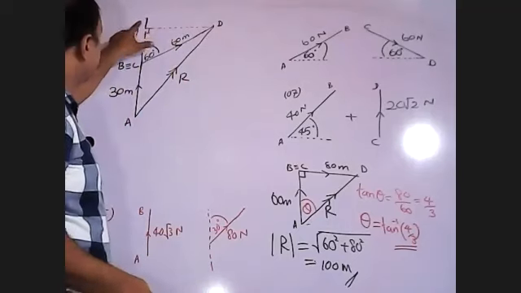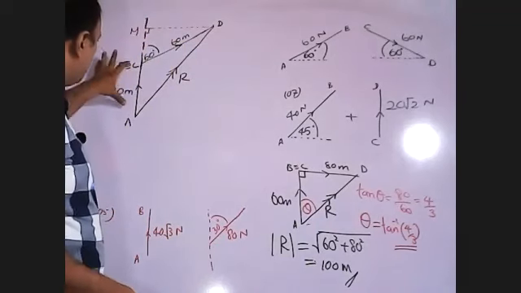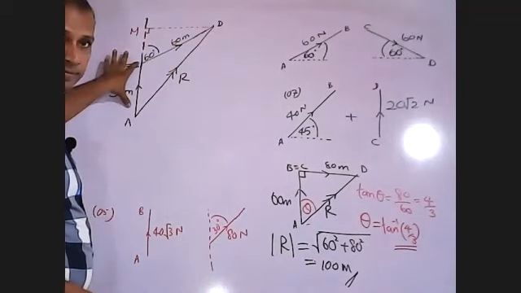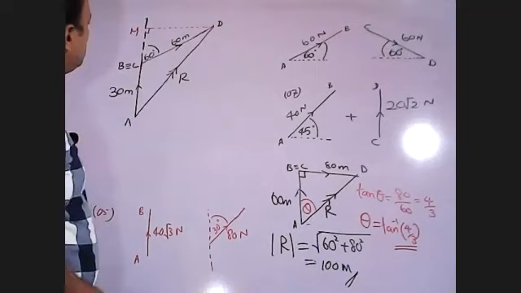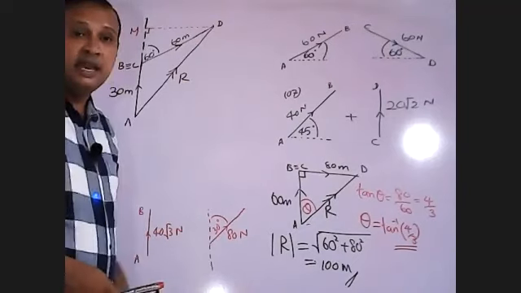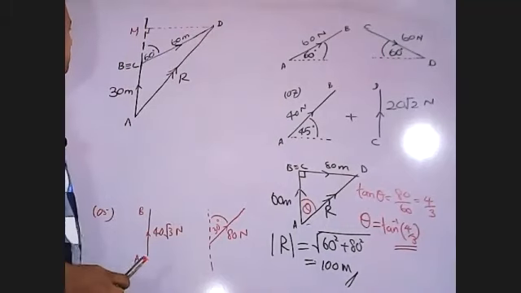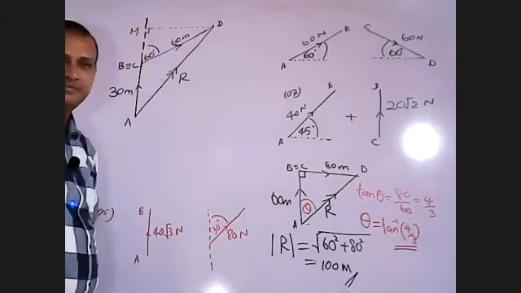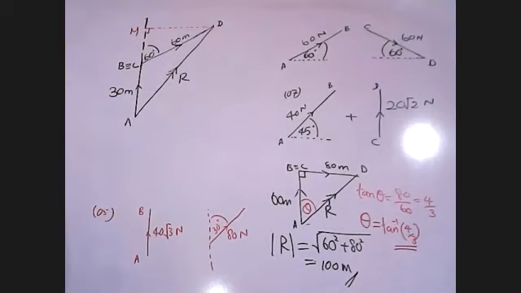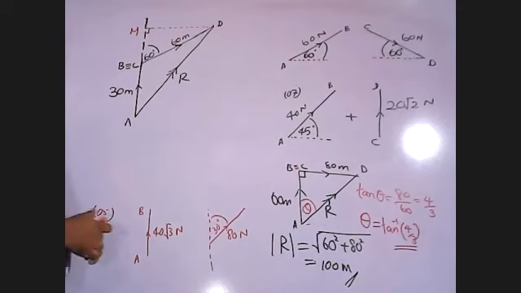And you don't know AM. But you know the length of AB. This one you know, and this side, BC. So how to find BM and MD? How to find BM? Yes, very good.